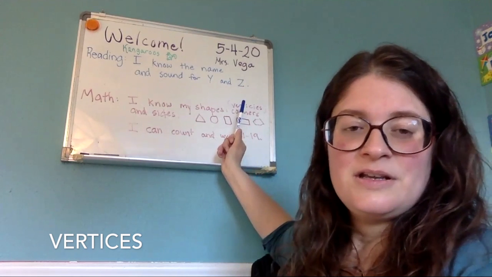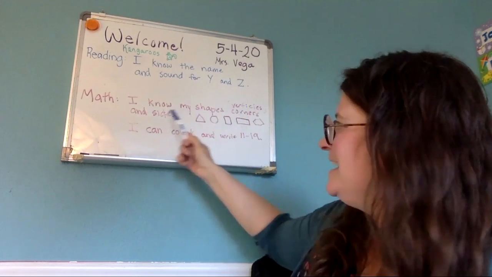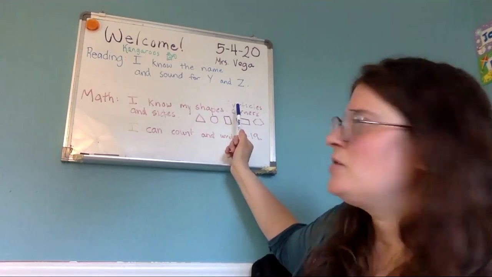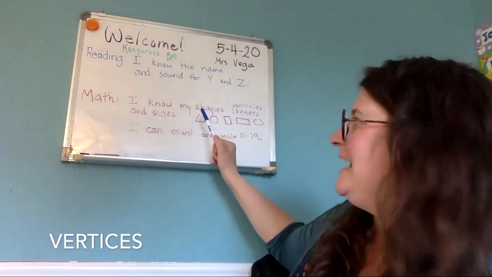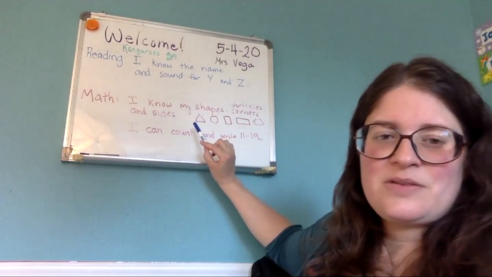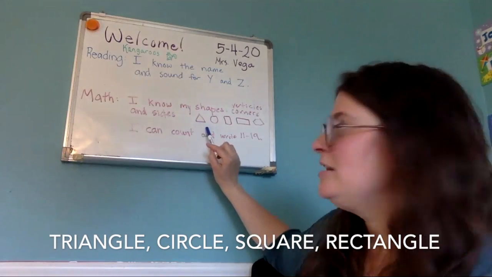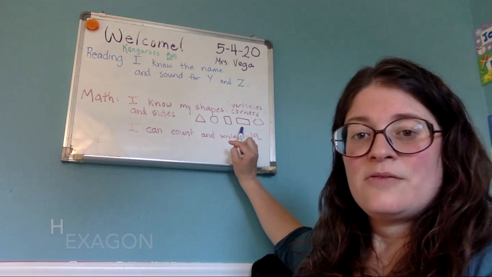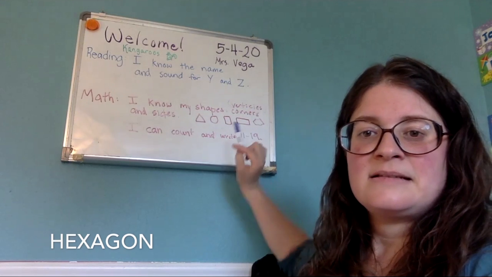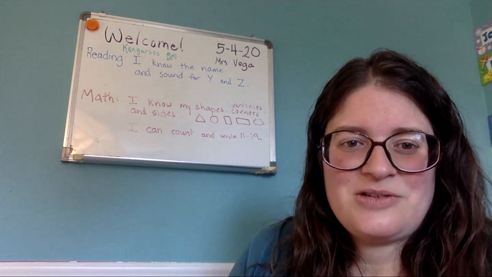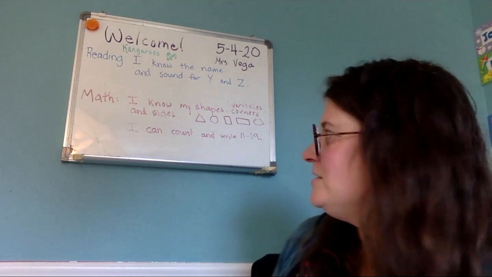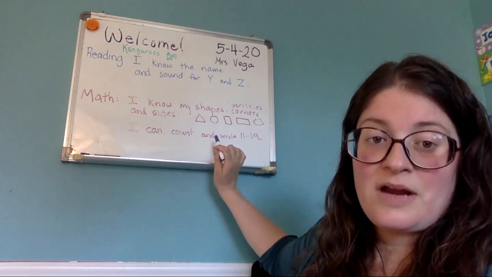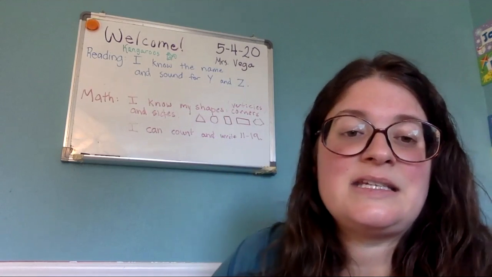Corners, which is another word for vertices, and sides. So let's say it again. I know my shapes. Corners, or vertices, and sides. And you'll see that I drew the shapes that we were studying. Triangle, circle, square, rectangle, hexagon. And then the new target for this week is you're going to practice writing the numbers 11 through 19. So I can count and write 11 through 19.